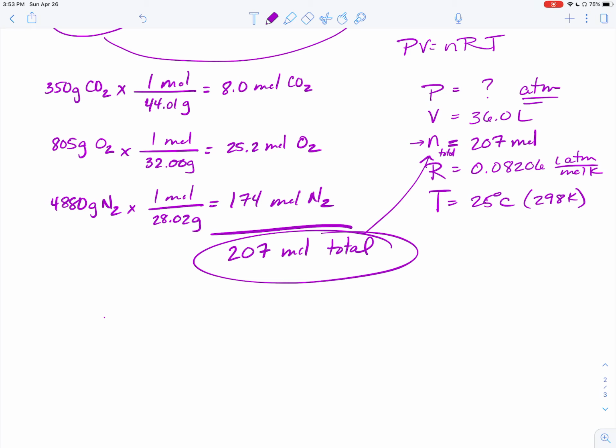So we can plug this into our equation of our ideal gas law. We're going to solve for pressure, so that means we're going to move that V over into the denominator, and we can plug everything in. So this is 207 moles R.